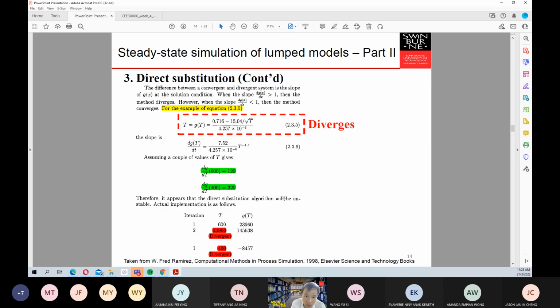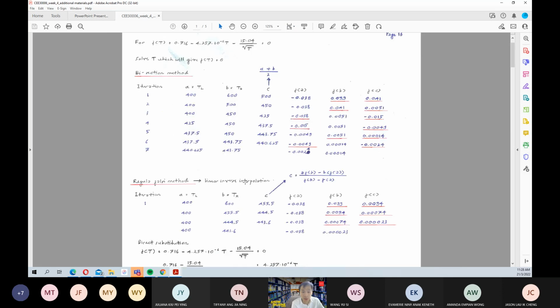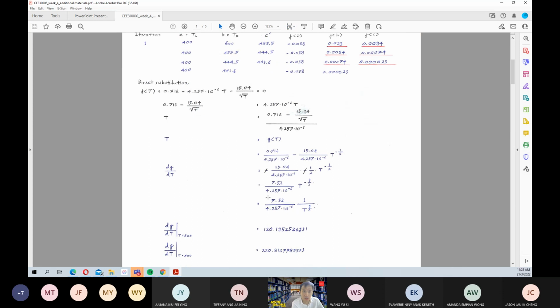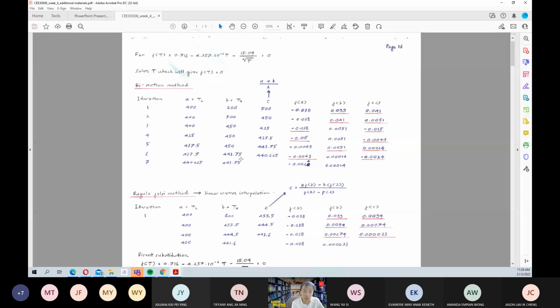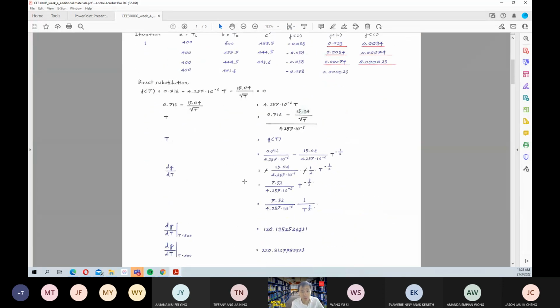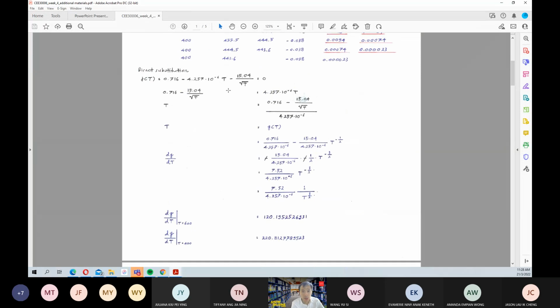So these are the examples. I have given the details again in the additional materials. This is direct substitution. For the functions here, you can use two mathematical manipulation methods. In the first method, you can get this term, which is t equal to this term here. Then you can calculate the derivative of this. If you calculate the derivative at the initial values of 600 and 400, you see that it is higher than 1.